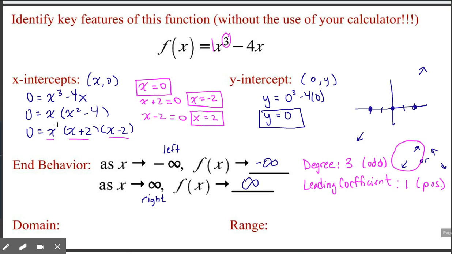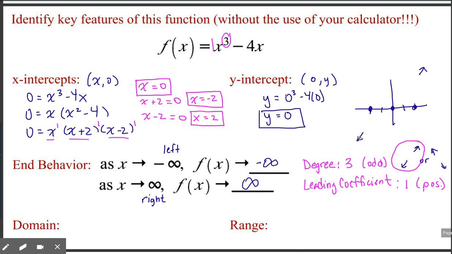And I can look at the factored version of this polynomial function. Notice I have x to the first. That means at my x-intercept of 0, the graph will behave like a line. It will cross through the x-axis. I will see the same behavior with the x-intercept at negative 2 and at positive 2, because in each case the multiplicity is 1. So let's see if we can sketch this graph.